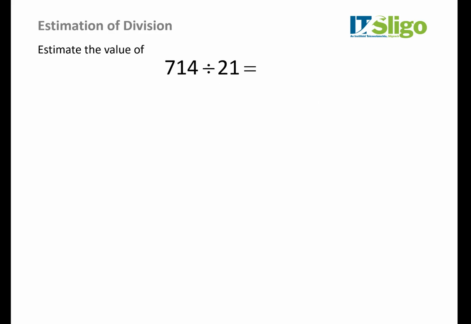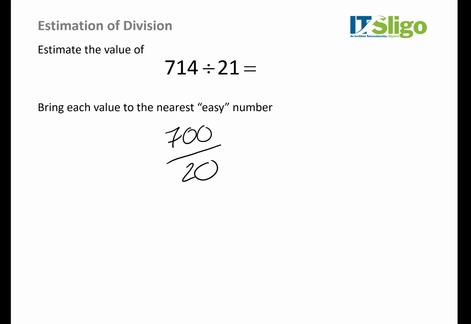Enough said. So now, first of all, guys, we take a look at estimation before we get into the nuts and bolts of division. Bring each value to the nearest kind of easy number. So I'd say 700 divided by 20. I always write them above each other like this.